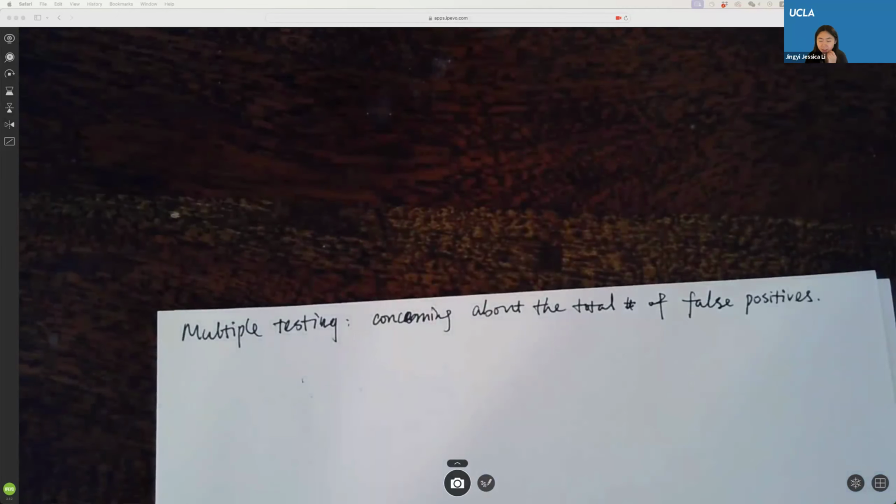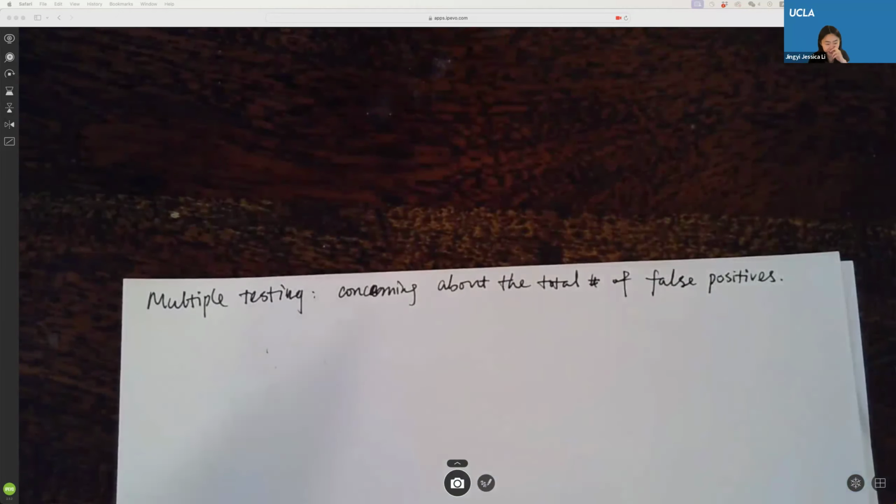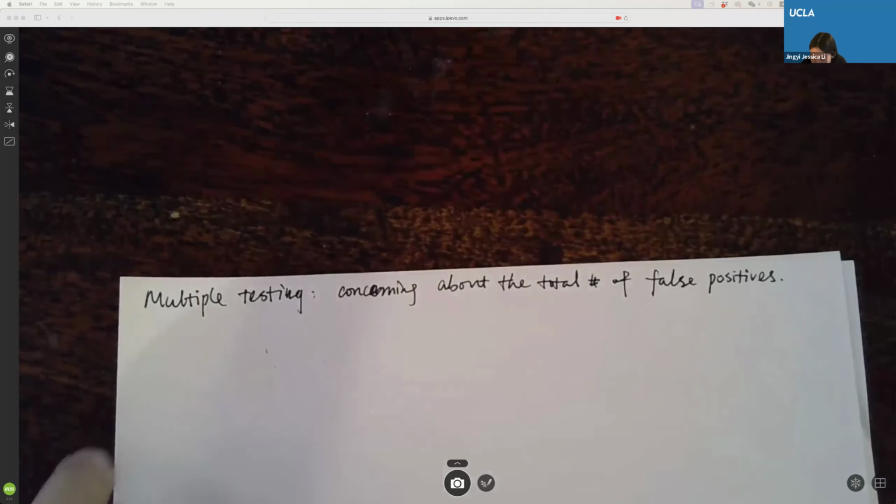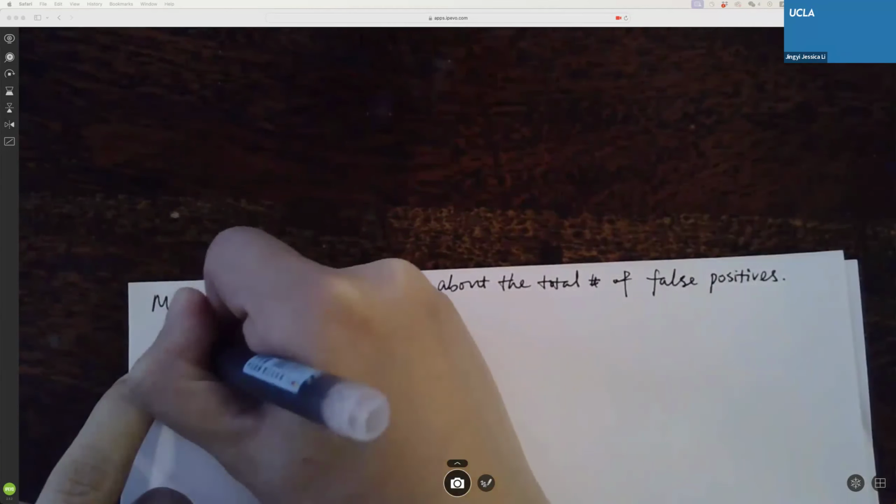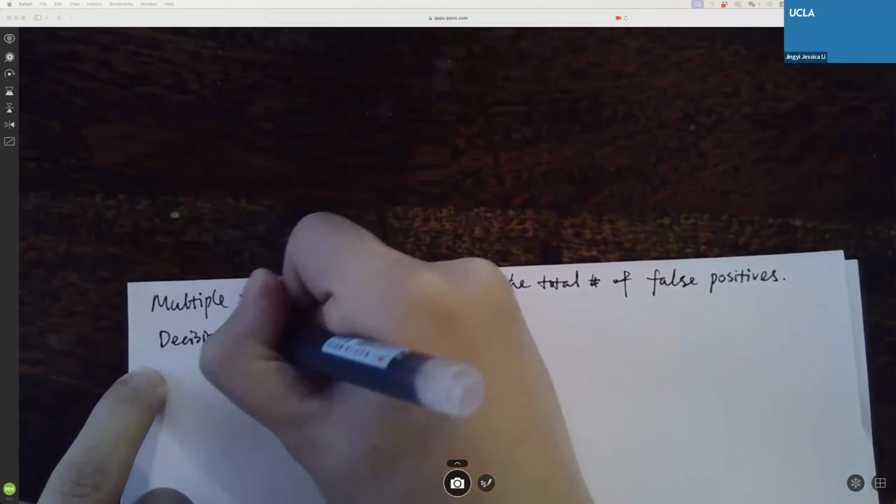And this number can get large even though the false positive or type 1 error mistake for each gene is low. As your gene number gets high, the total number will get up. Okay, so for this case, if we draw a table, which is like a decision table, you will know what we're talking about.